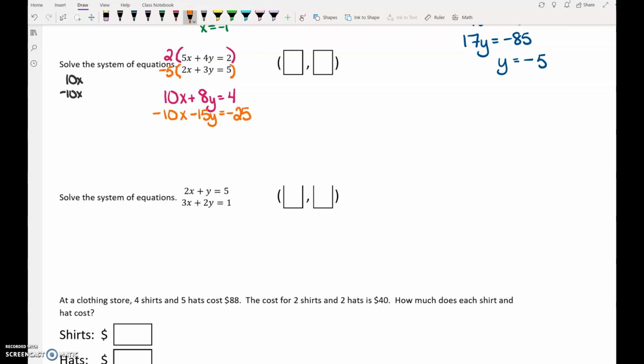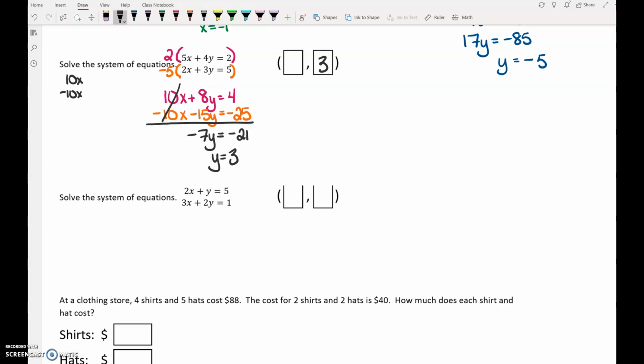Pause the video, finish solving this on your own, and then play the video. I'll go through it super fast. So when we add these together, these cancel. We've got -7y equals -21, which means y is -3. +3. You know, one of those.